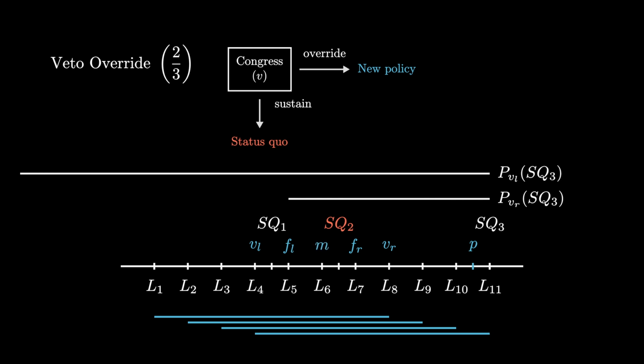So even though the president would veto a bill that was exactly at the median's ideal point, the two veto pivots and the 2/3 supermajority that they bring with them will override the president's veto, and the median can move policy exactly to its own ideal point.